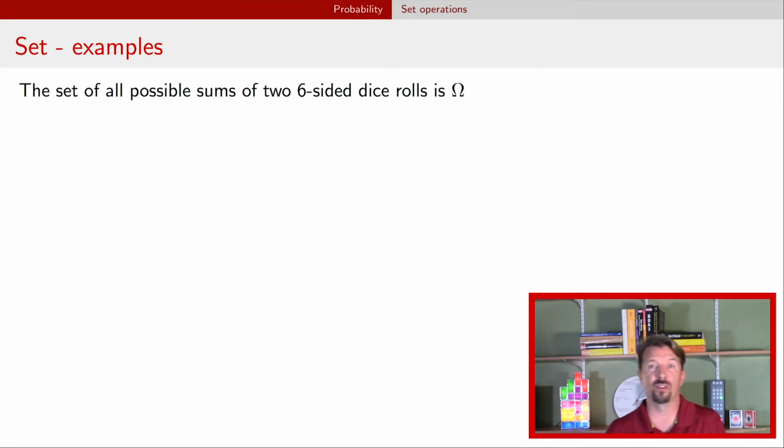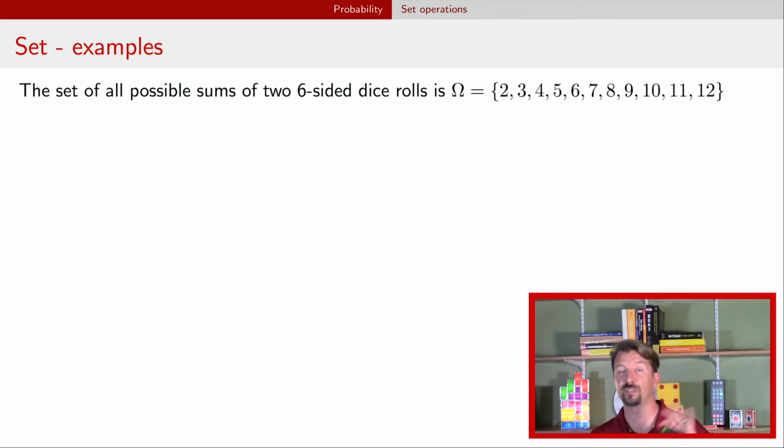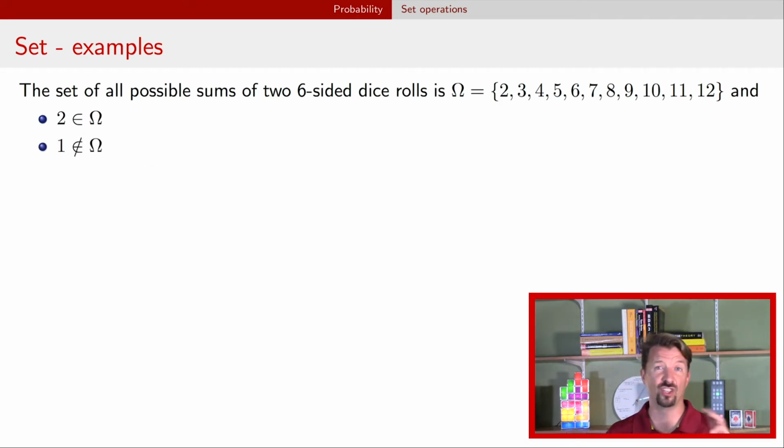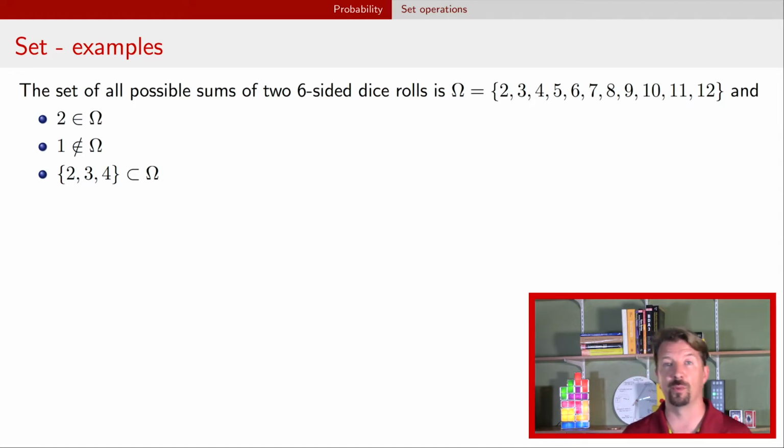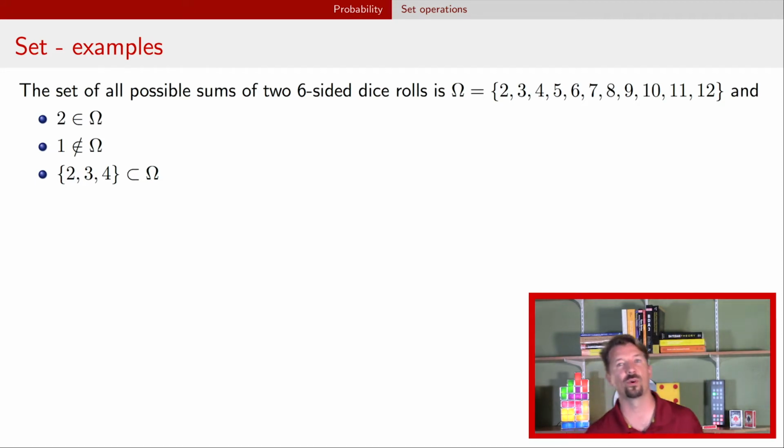And the possibilities there are the integers 2 to 12. So there it is. So that's omega. That's all the possible outcomes of this experiment that there are. And now we can think about what elements are in that set and what elements are not in that set. So, for instance, 2 is in that set. 1 is not in that set. The set {2, 3, 4} is a proper subset of the set omega, because 2, 3, and 4 are all in omega, and there's at least one element, say 5, that's not in the set. So the set {2, 3, 4} is a proper subset of omega. So that's just some examples of how we might use this notation.